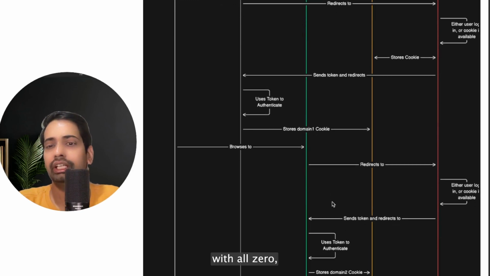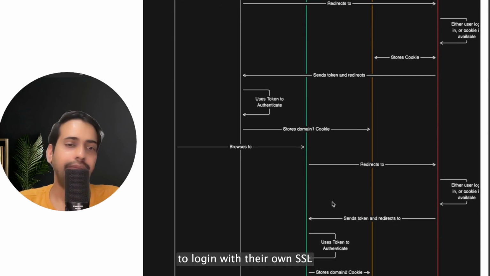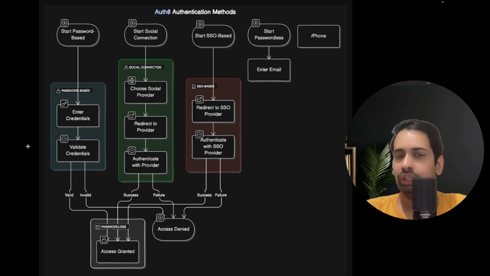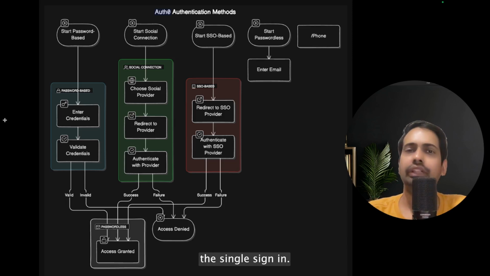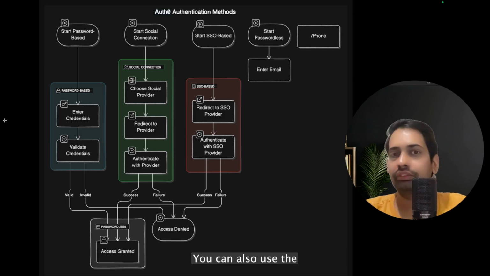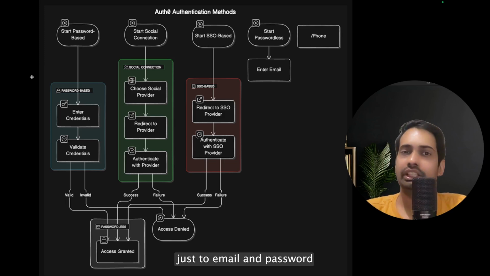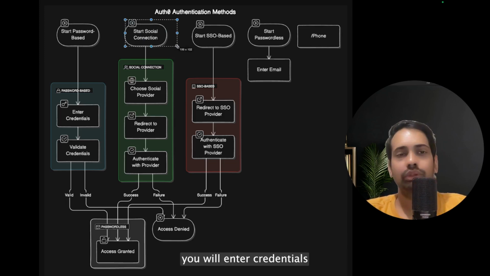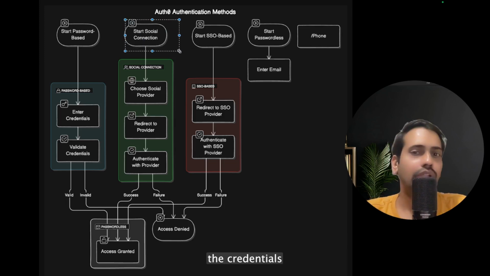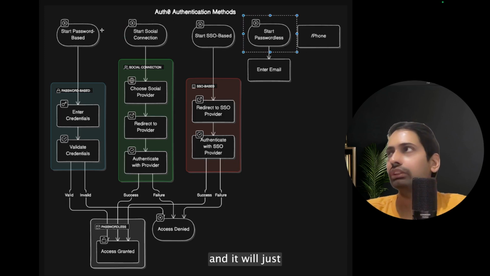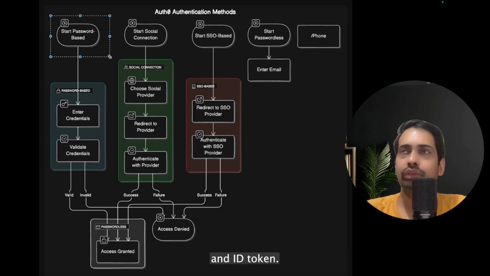And Auth0 supports different types of authentication mechanisms. Once you integrate with Auth0, you can also allow users to log in with their own SSO-based login. That means single sign-on. You can also log in with social providers, like Gmail, Google, GitHub. You can also use a passwordless login, or by default you can log in with just an email and a password. Okay, you will enter credentials. Auth0 will validate the credentials, allow you in, and release the access token and ID token.